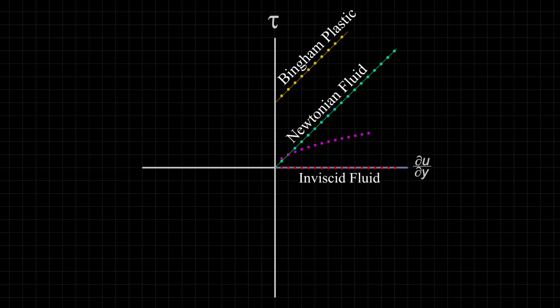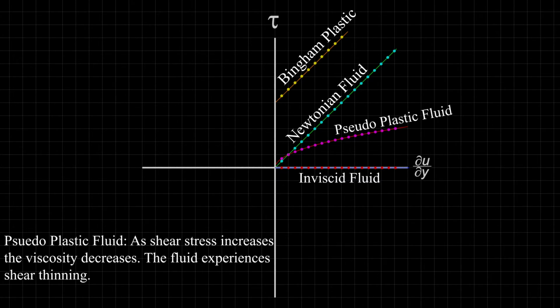The last example is called a pseudoplastic fluid. The shear stress to velocity gradient relationship for a pseudoplastic fluid is nonlinear. As the shear stress applied to the fluid increases, the viscosity of the fluid decreases. This is described as shear thinning.